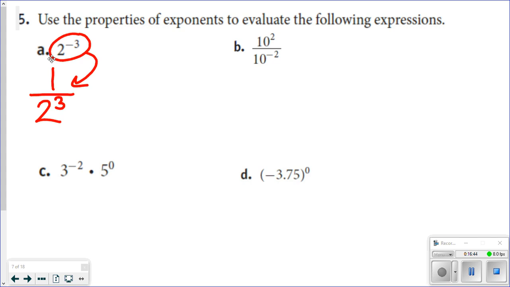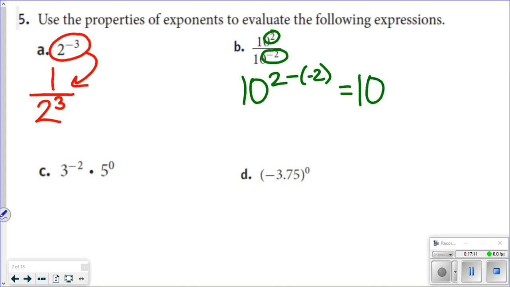Now, there are multiple ways to do letter B. When I see a division problem, I know that I keep my base, which is 10, and I subtract the exponents. So 2 minus negative 2. 2 minus negative 2 is 2 plus 2, right? 2 negatives make a positive, and 2 plus 2 is 4.